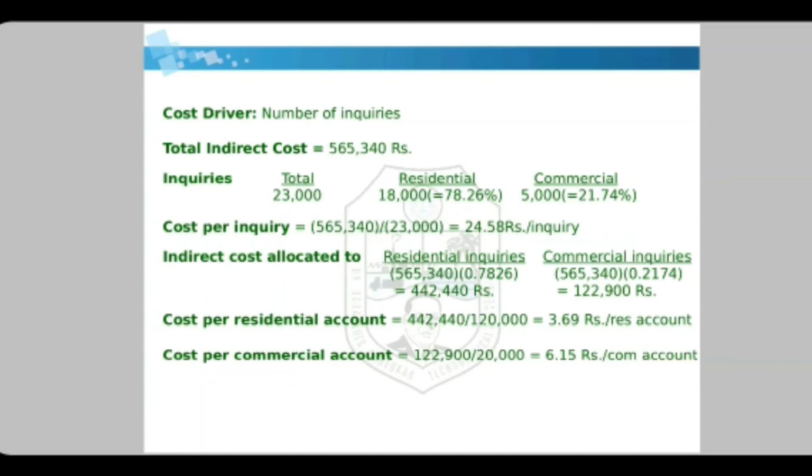So now the cost per residential account will be indirect cost allocated to residential inquiries divided by 120,000, right? That is the total number of residential accounts, 1,20,000, which is given. So it will be 3.69 rupees per residential account. Likewise, cost per commercial account will be 122,900 divided by 20,000. So 20,000 is given. So it will be 6.15 rupees per commercial account. So this is how it is solved. You go through the example once again and write it down so you will understand it in a better manner.